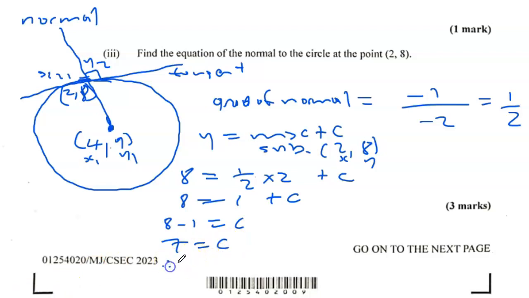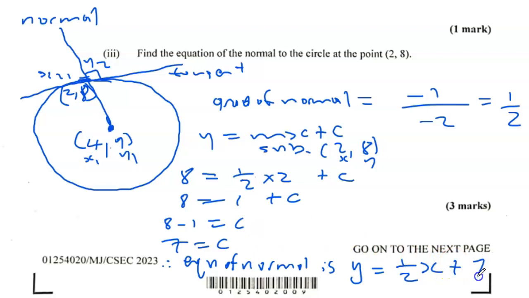So therefore, the equation of a normal is y equals mx plus c, but we know m is half, so half x plus c, and we know the value of c is 7. Let's continue.